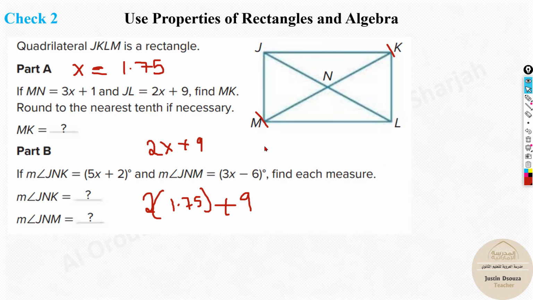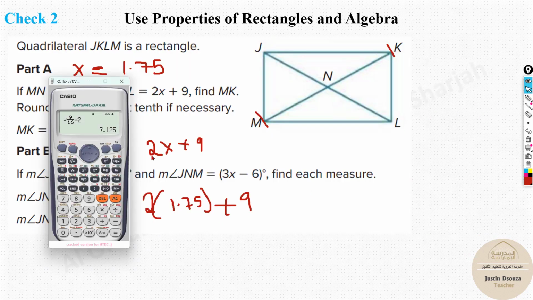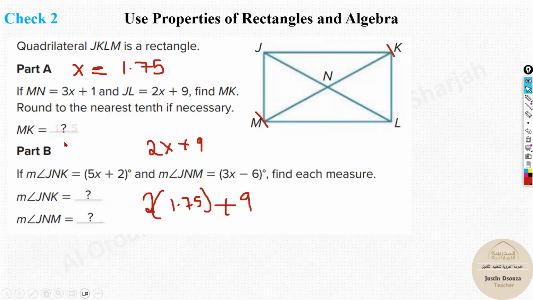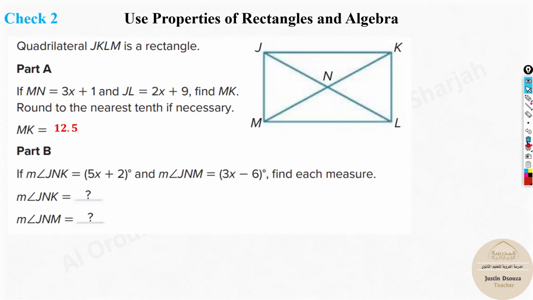Okay. And just use a calculator directly over here and solve. It will be 2 times 1.75 plus 9. The answer is 12.5. So MK is 12.5. So this is how we solve MK, the diagonal. Now in the second part, they have used angles. We need to solve for angles. How do we do that?